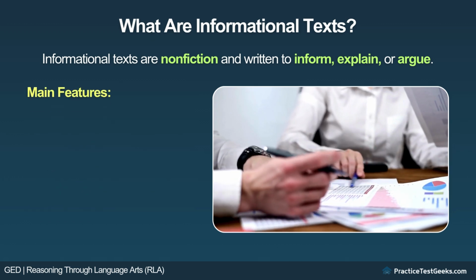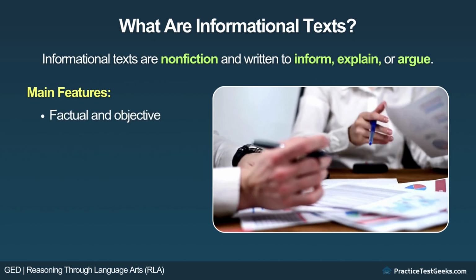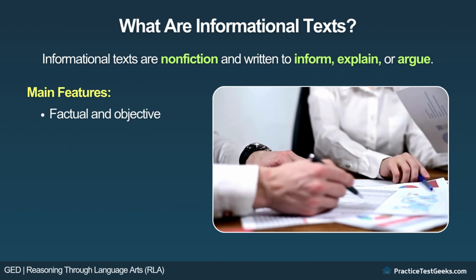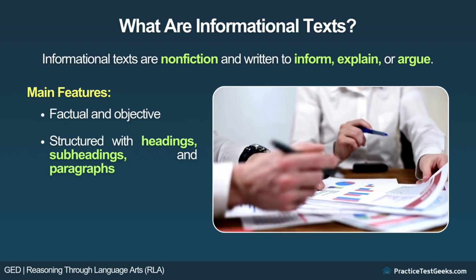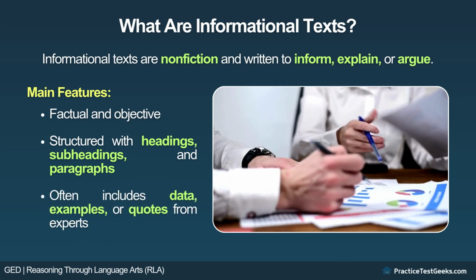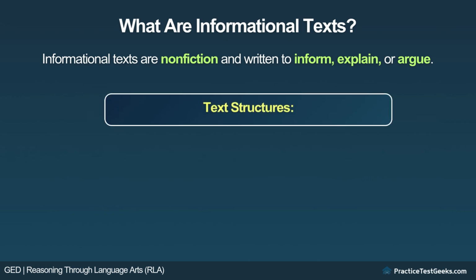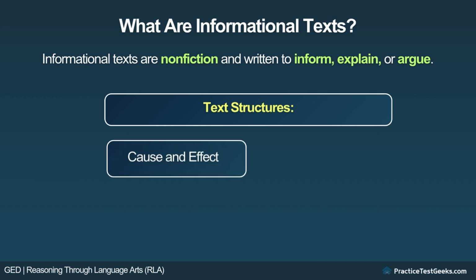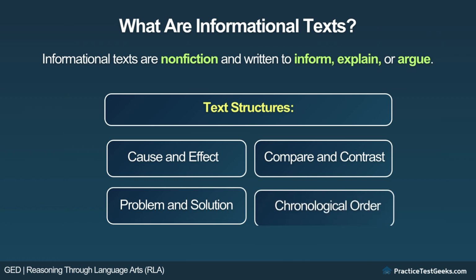Next, informational texts usually have the following features. First, they are factual and objective. Second, they're structured with headings, subheadings, and paragraphs. Additionally, they often include data, examples, or quotes from experts. Text structures. Furthermore, informational texts are often organized using specific patterns: cause and effect, compare and contrast, problem and solution, chronological order.